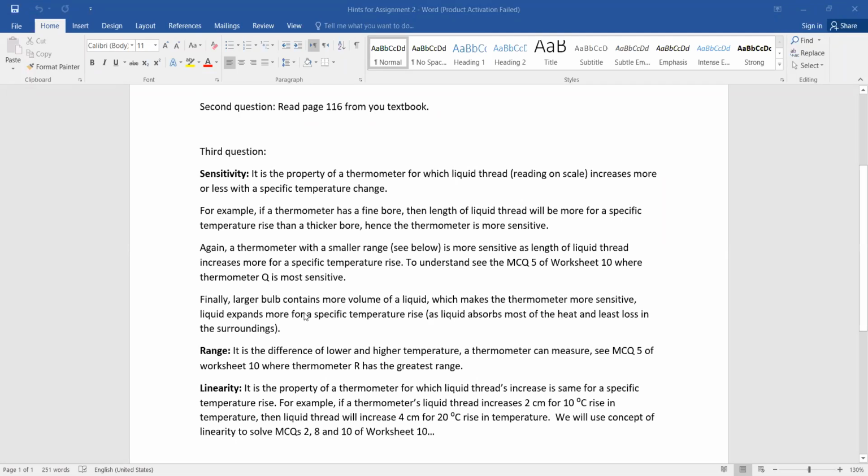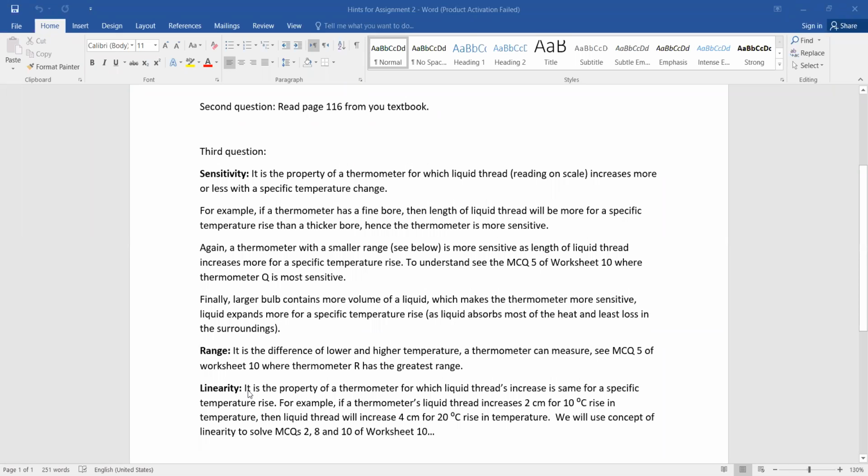So these three factors are related to sensitivity that we discussed here. If you understand it, then you can answer any questions in your worksheet related to sensitivity range. Now linearity. What is called linearity? We will try to understand. This is a very simple one.